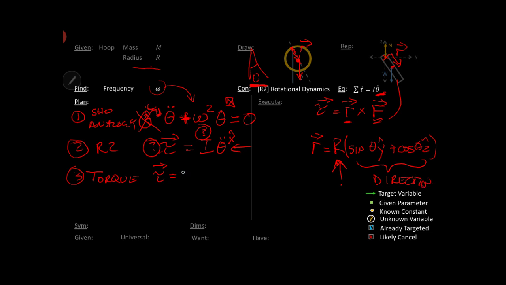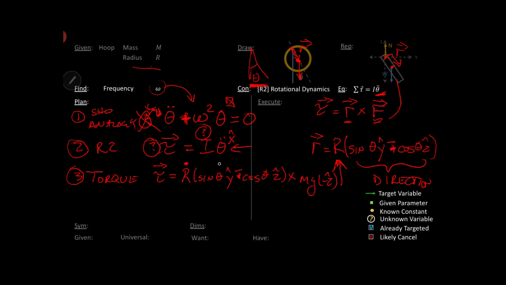So we put this in here, and we have our sine theta y hat plus, or minus, excuse me. Ooh, it's going down. Gotta remember that. It's important. Minus cosine theta z hat. And then we have the weight, which is mg minus z hat, as usual.